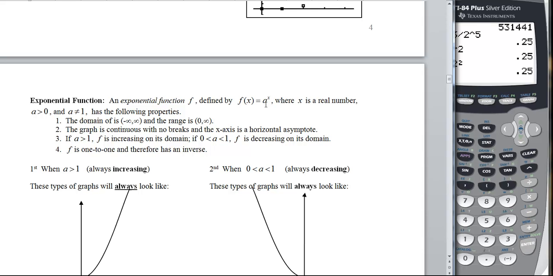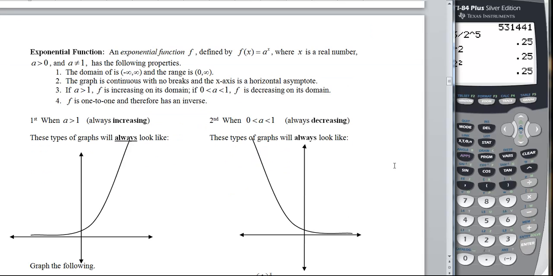If my base is positive, there's no way I can raise a positive number up to an exponent and ever come up with a negative value. So my range is always going to be from 0 to infinity. The graph is continuous, no breaks. The x-axis is a horizontal asymptote.